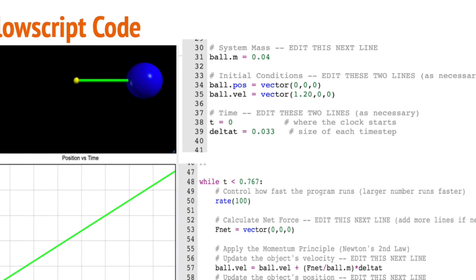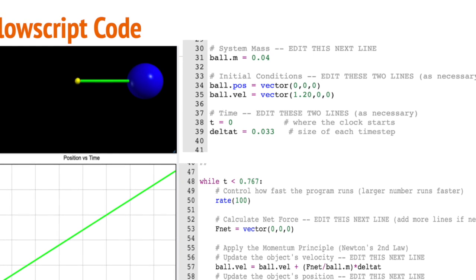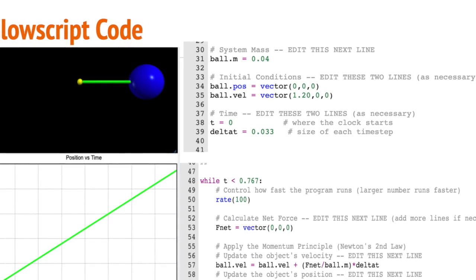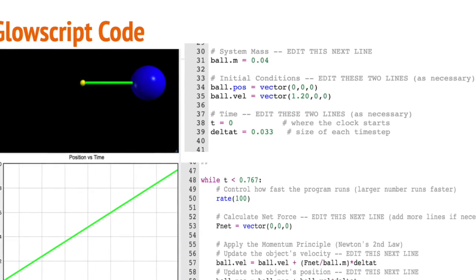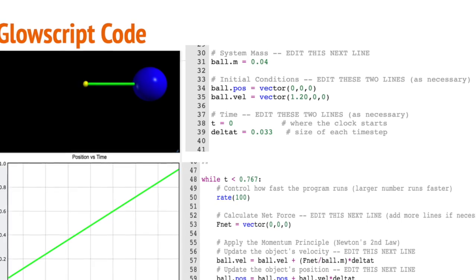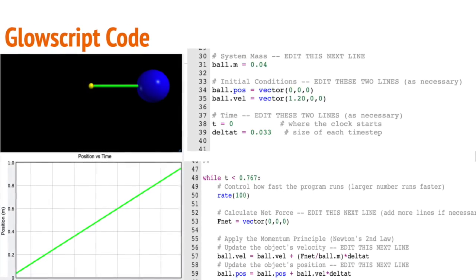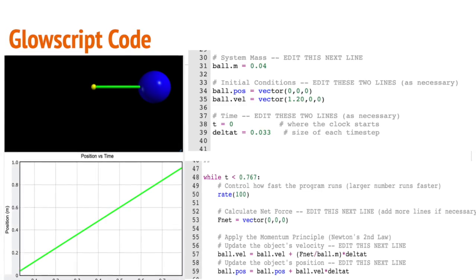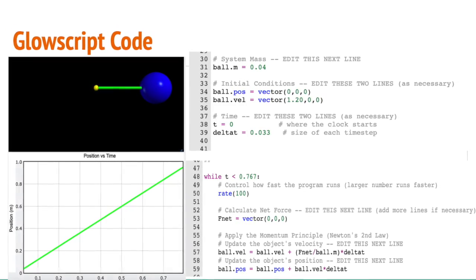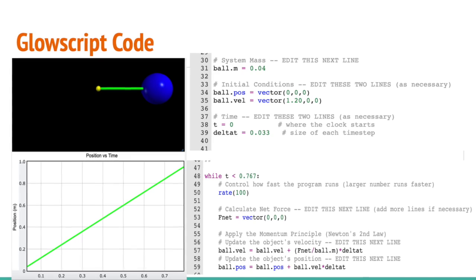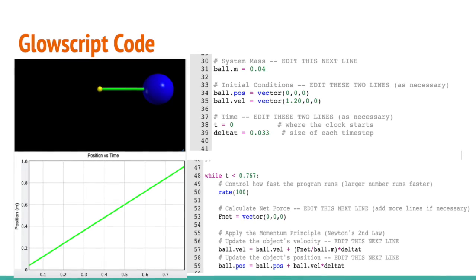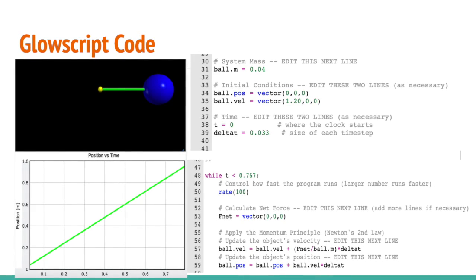In lines 30 to 40, I set the initial conditions, and in line 48, we see that I start a while loop until the ending time, which is 0.767 seconds. And then in line 53, I set the net force to be 0, and in line 57, I entered Newton's second law formula, and in line 39, I updated the position.